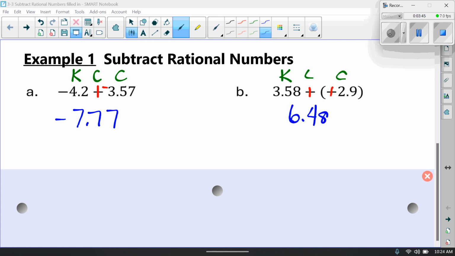Here is our work. So we're going to keep, change. The first number, 3.58, stays the same. The subtraction becomes addition. And the negative 2.9 becomes a positive 4.9. And then you just use the rules for addition. So positive plus a positive is going to give me a positive. Remember, apples plus more apples does not give you oranges. You clear? So positive plus a positive is equal to a positive. Okay? And then you just add them together and you get 6.48.